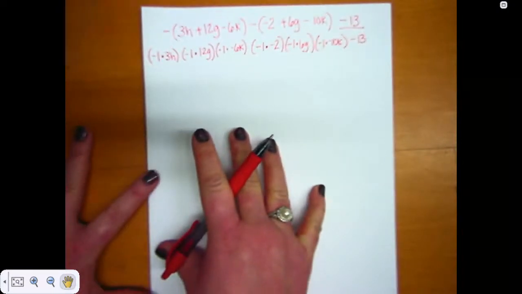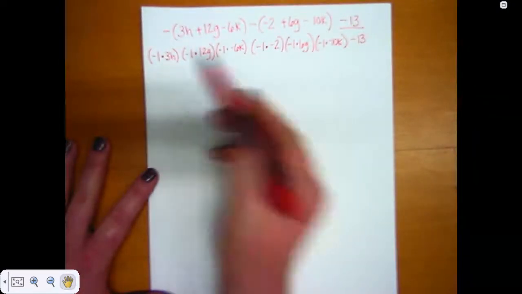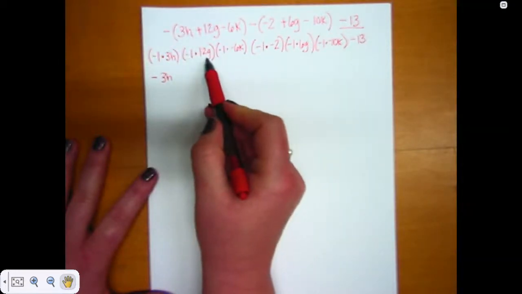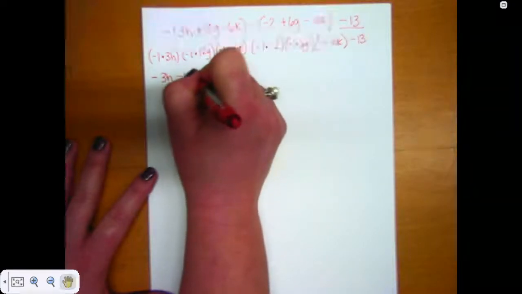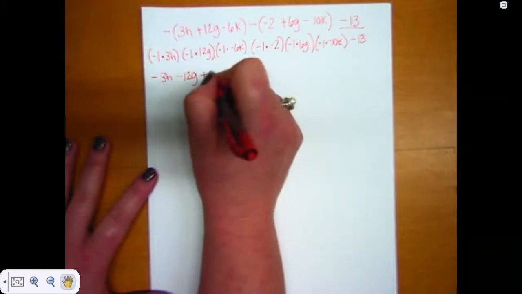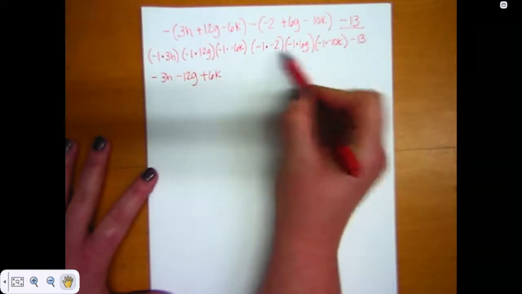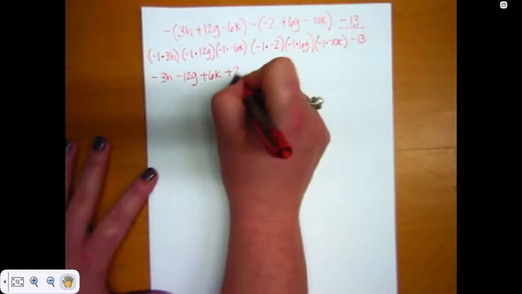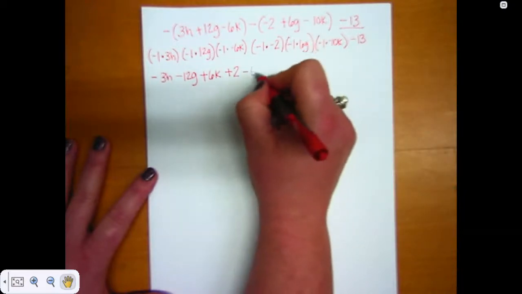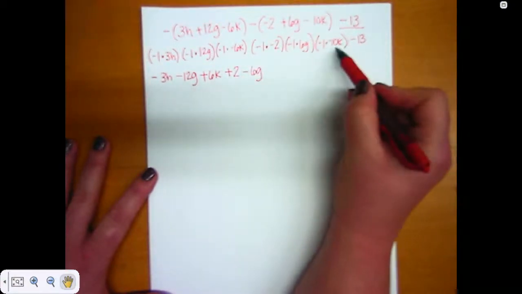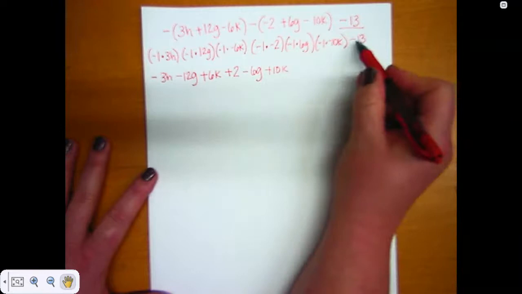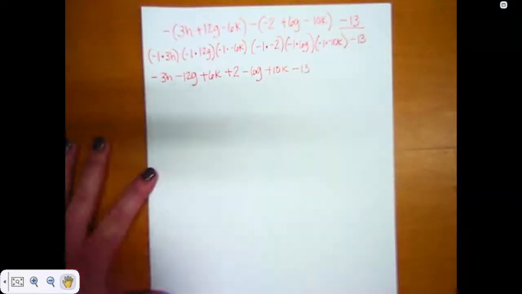Now, let's go ahead and multiply that through. Negative 1 times 3h is negative 3h. Negative 1 times positive 12g is negative 12g. Negative 1 times negative 6k is positive 6k. And negative 1 times negative 2 is positive 2. Negative 1 times positive 6g is negative 6g. Negative 1 times negative 10k is positive 10k. And bring your minus 13 down.